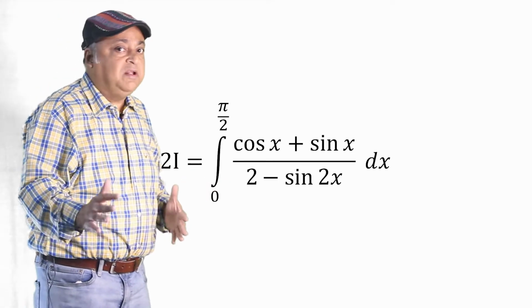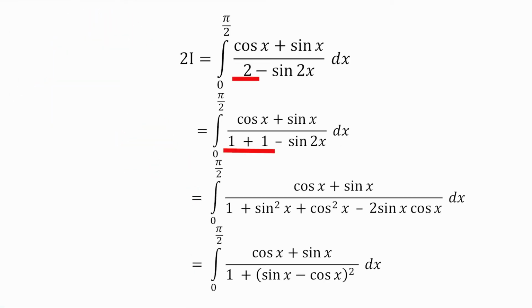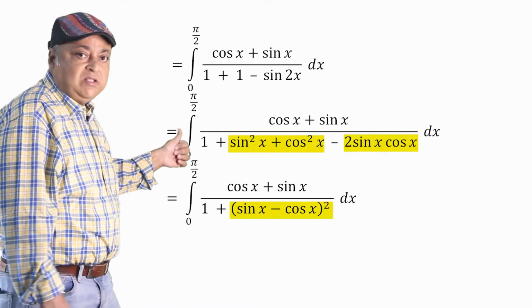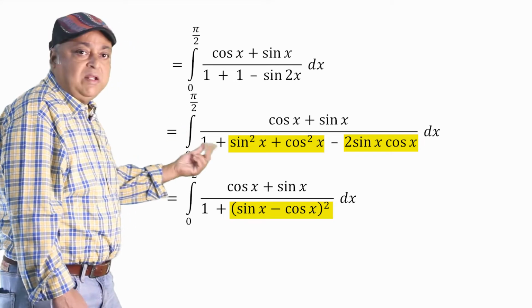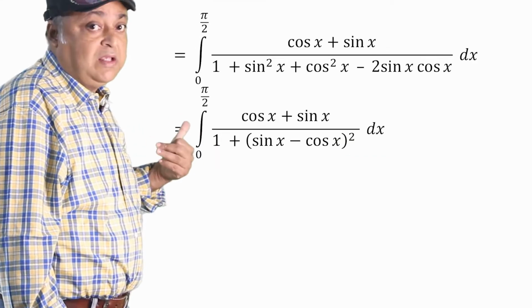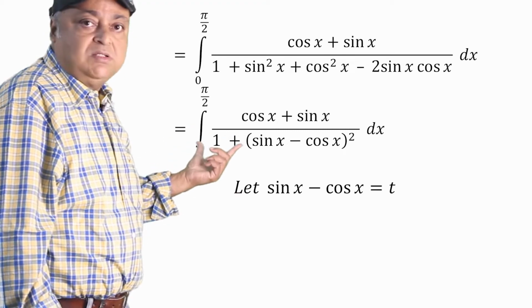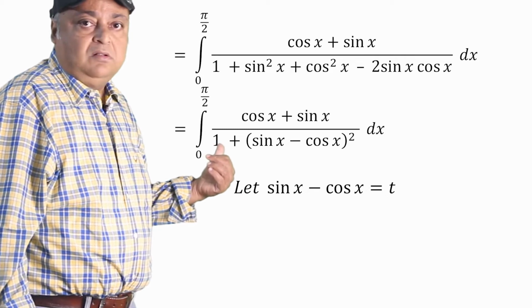Now some people may find it tricky, but I think some of you will recognize that we can write 2 as 1 plus 1 and convert 1 minus sin 2x to (sin x minus cos x) whole square. How? We write 1 as sin square x plus cos square x and sin 2x as 2 sin x cos x. So it becomes (sin x minus cos x) whole square. Now recognize that if you take sin x minus cos x as say a variable t, the sum is easily solved.